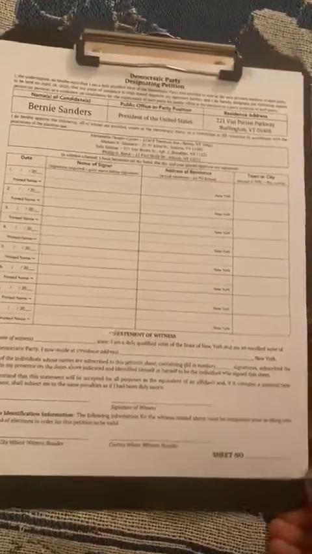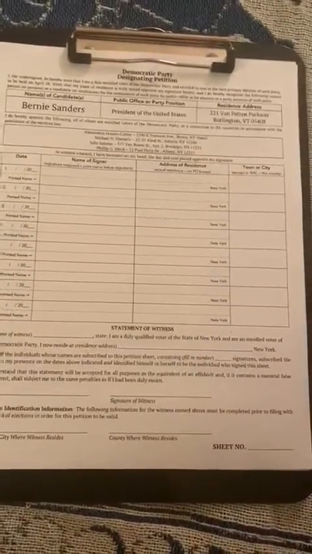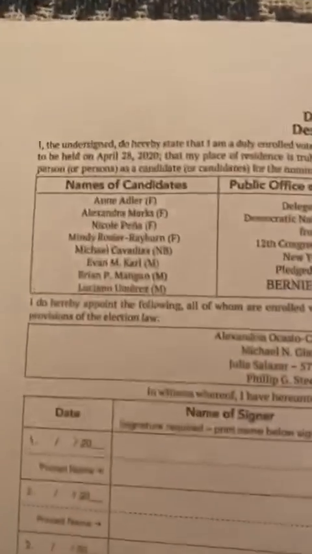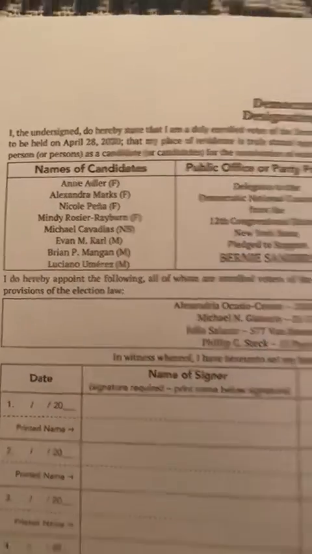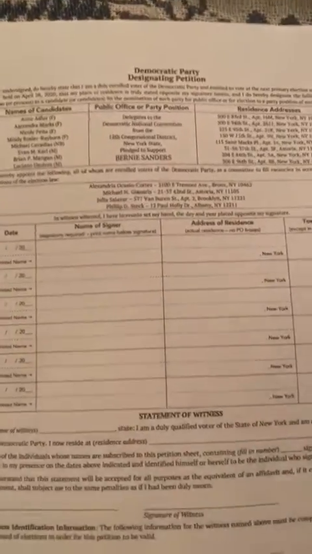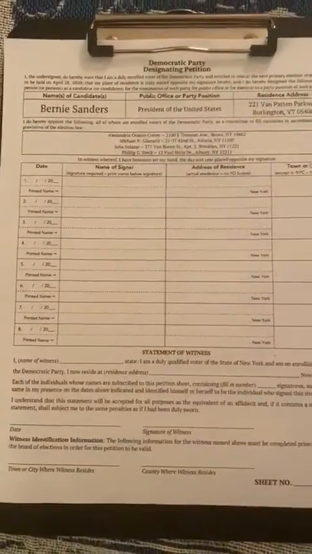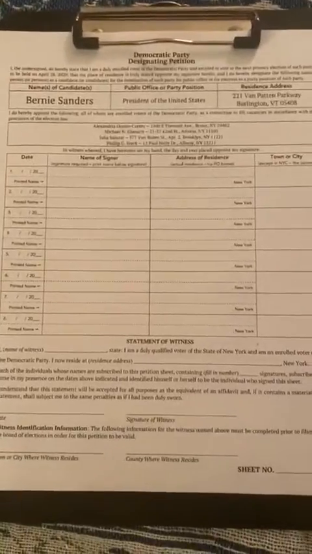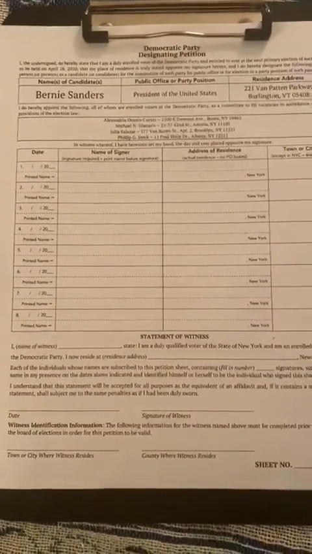My name is Alexandra Marks. I am a CD12 petition coordinator as well as a delegate for CD12. You can actually see my name. It's the second one on the list. This is the petition for delegate, and this is the petition for Bernie Sanders. So basically at our events, we're going to be dealing with both of these petitions.